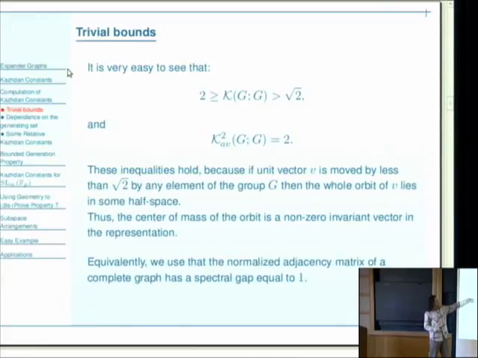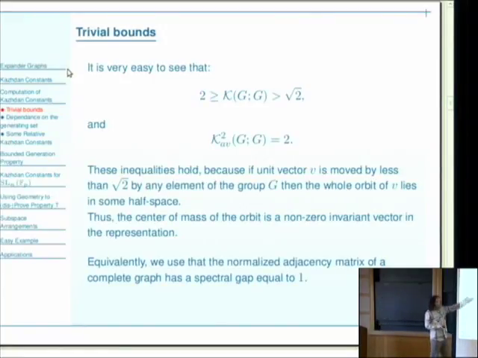If you want to phrase it in the language of unitary representations, you have a vector which is moved by every generator a little bit, but a little bit is like square root of 2. Essentially, this tells you that the whole orbit of this vector is inside some half space. So when you take the average of the orbit, you're going to get a non-zero vector, which is going to be invariant because it's the average of an invariant set. But okay, maybe that was a better explanation for it.